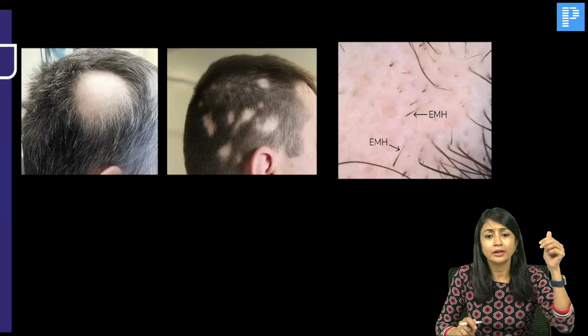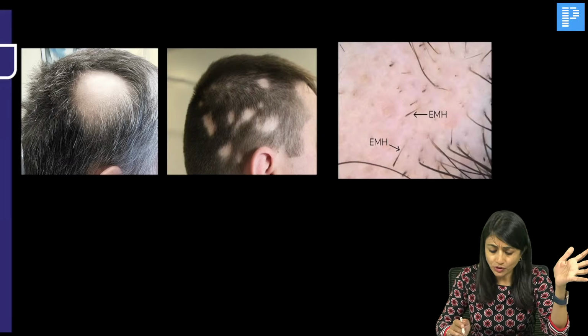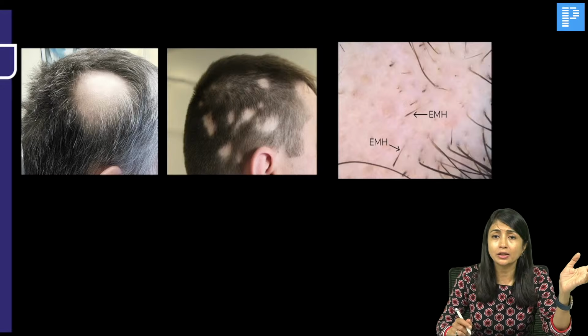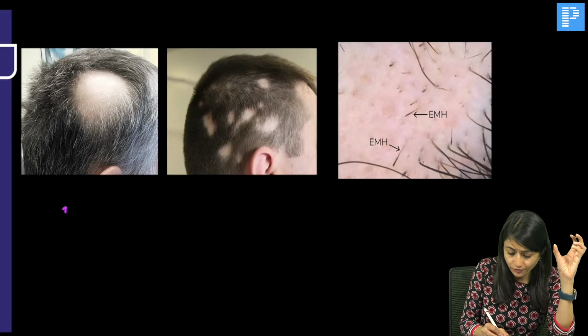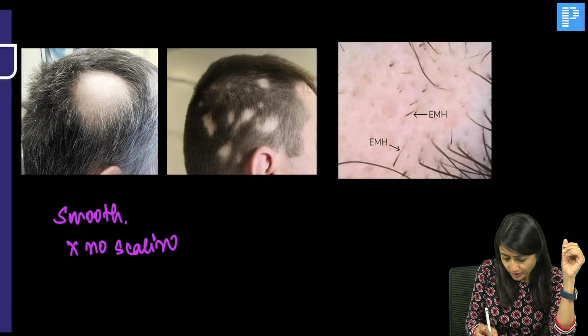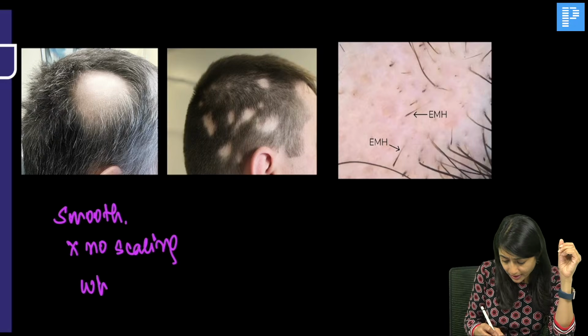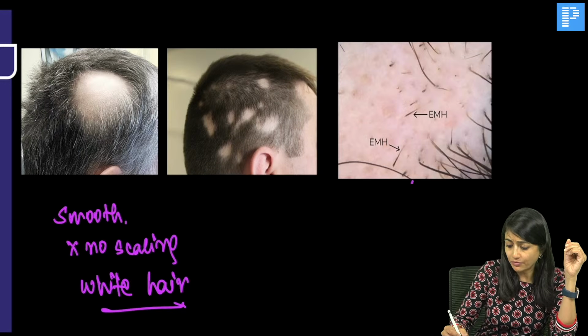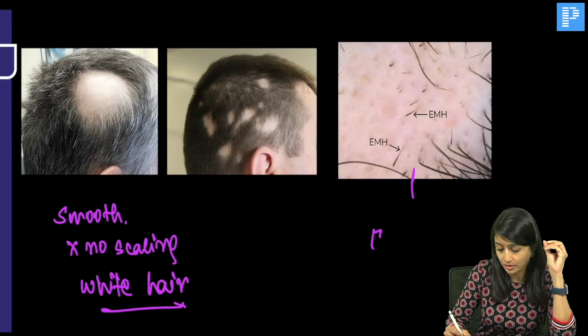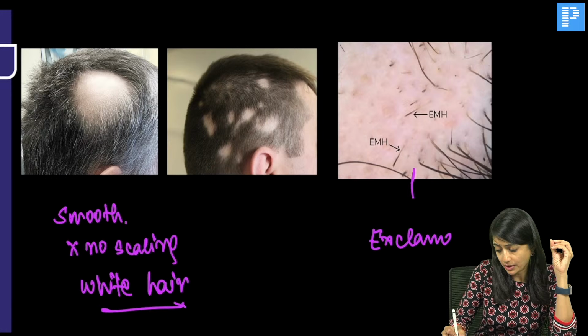Okay, another very common image which is given, very easy. You all know this is alopecia areata. How do you differentiate it from tinea? Smooth patches, no scaling, white hair being preserved, and if you look at the periphery on dermoscopy, you see exclamation mark here, exclamation mark here.